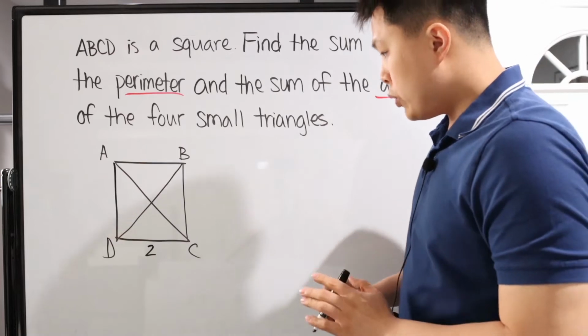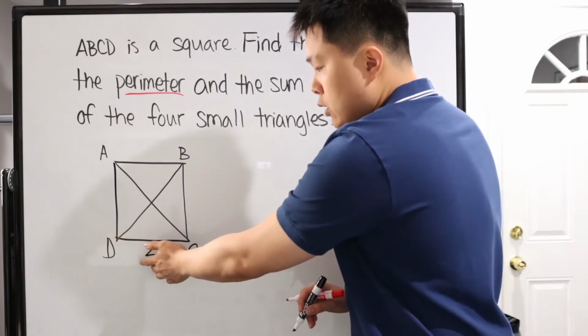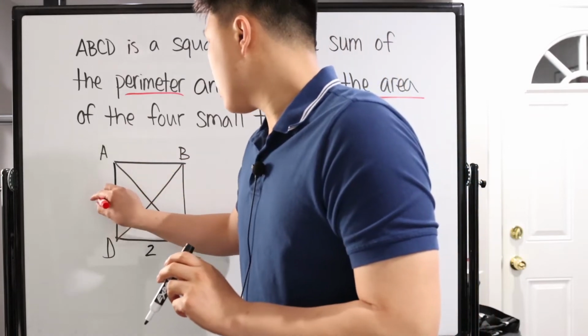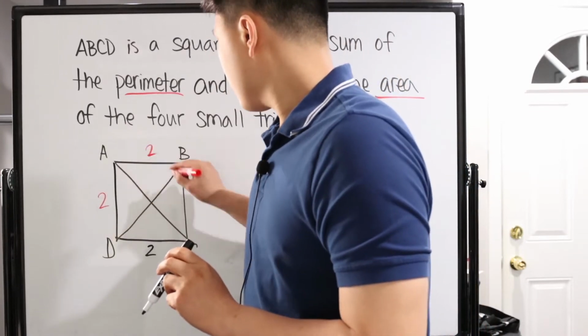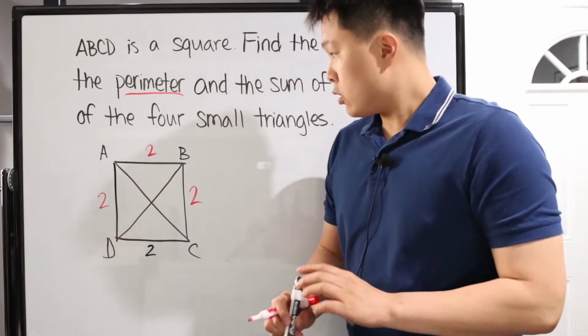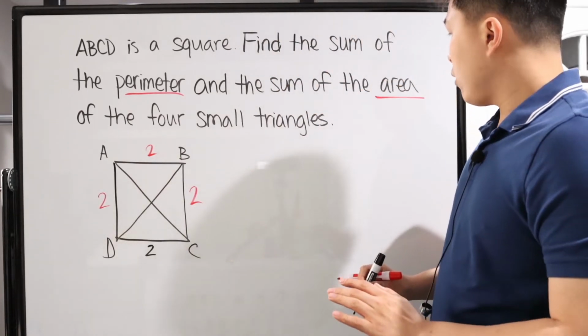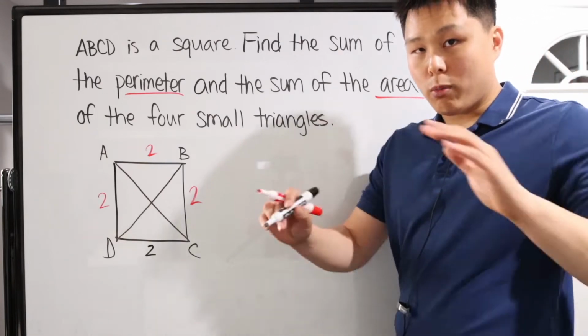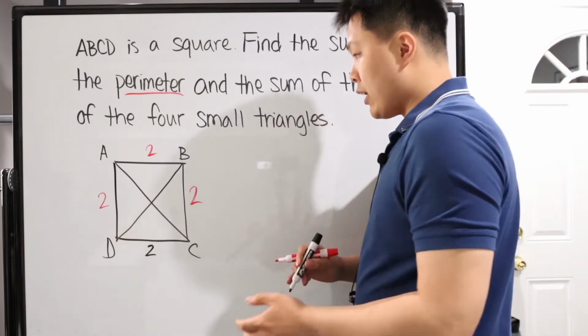Now, what do we know? Well, first and foremost, we know that this is 2, and we know that it's a square. That means all the other sides are also 2. Okay, so good, we have that. Now, here's the funny thing. The area we can actually find almost right away. The reason for that is because guess what?